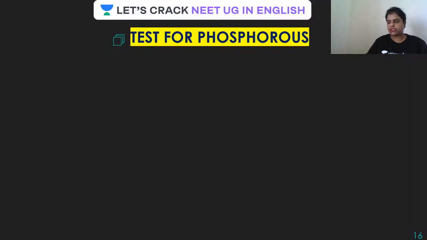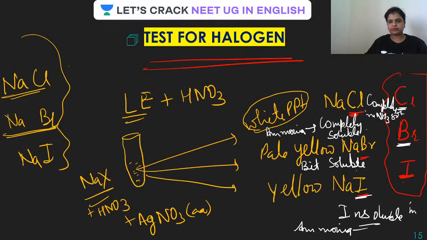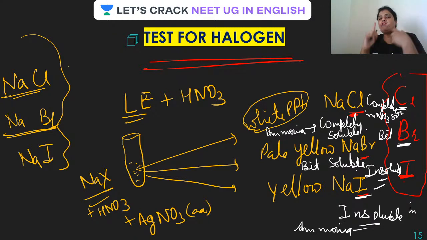So all your eyes on the screen. B for bromine and B for bit soluble, and I for iodine, I for insoluble in ammonia. So it is clear. If it is a white halide, if the precipitate is white, it is chloride. CBI's interrogation just started, so white. Okay. Then as the interrogation goes further, yellow, yellow.